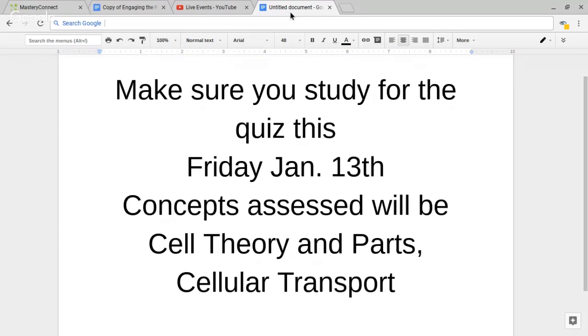Cell theory states that all living things are made of cells. Again, cells are the basic structure unit of life, and that all cells come from pre-existing cells. So those are the things that you need to be looking at.